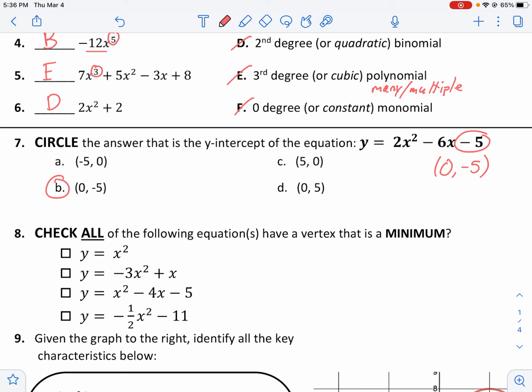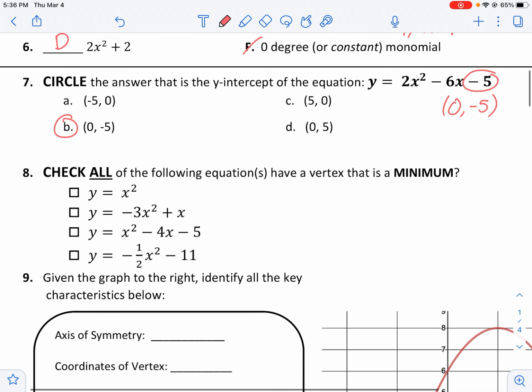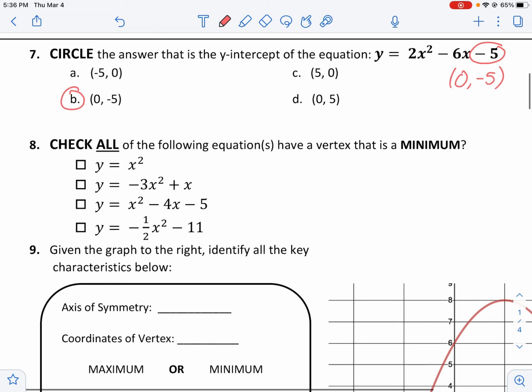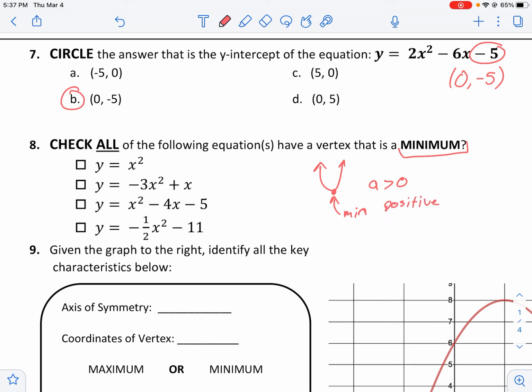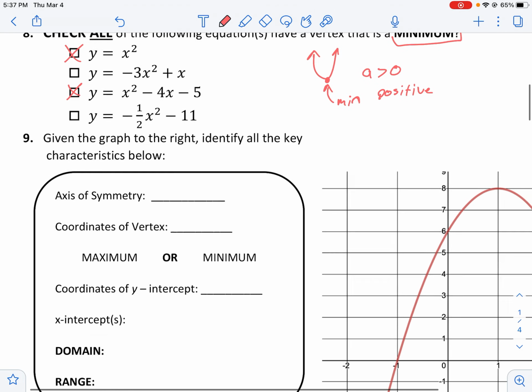It says check all of the following equations have a vertex that is a maximum. So we're looking for maximum, this says minimum. So we're looking for all of the ones that are opening up, because then the vertex would be down here for a minimum. Ones that open up have an a value that is greater than 0, meaning that they're positive. So the ones with positive a values would be y equals x squared, and y equals x squared minus 4x minus 5. Those are our two ones that are opening up and have minimums for vertices or vertexes.